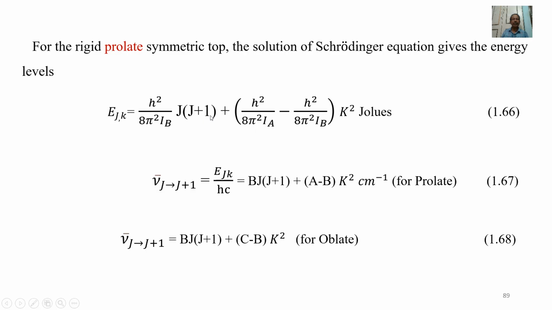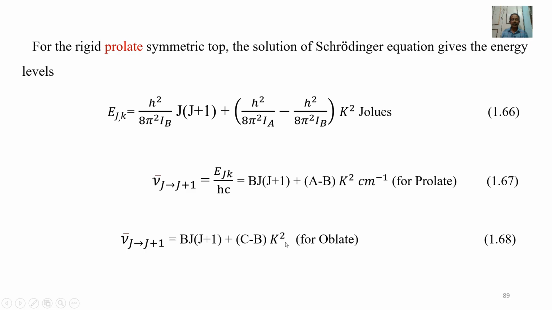And one can get the wave number as EJK divided by hc, which is equal to B times J into J plus 1 plus A minus B times K squared, in centimeter power minus 1, for the prolate case, and BJ times J plus 1 plus C minus B times K squared for the oblate case.